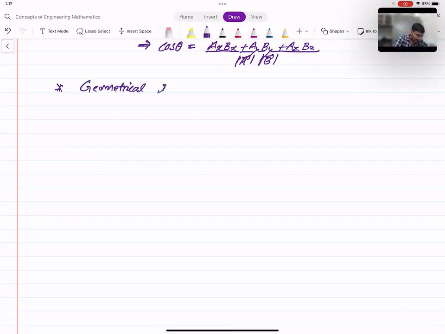Geometrical interpretation of scalar product. What does this signify geometrically? Since we have seen that vectors can be represented geometrically and can be added, subtracted, or operated on geometrically, the product will also be represented in geometrical form.